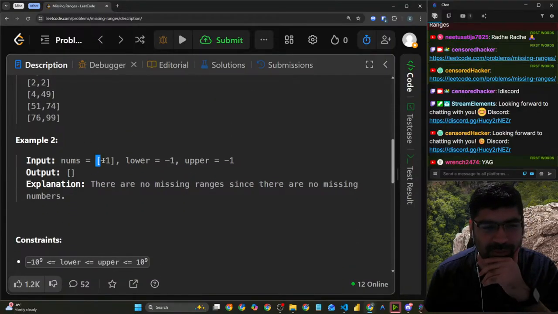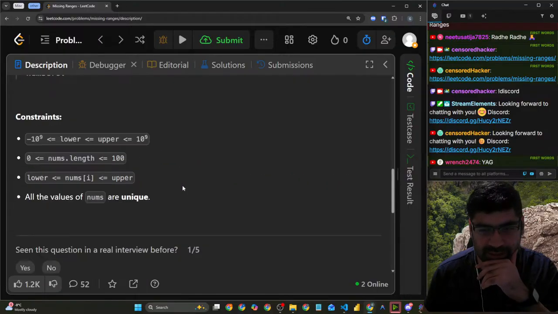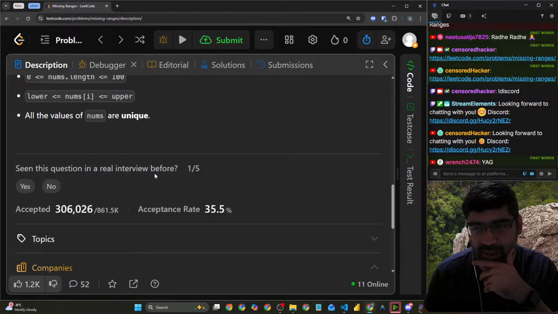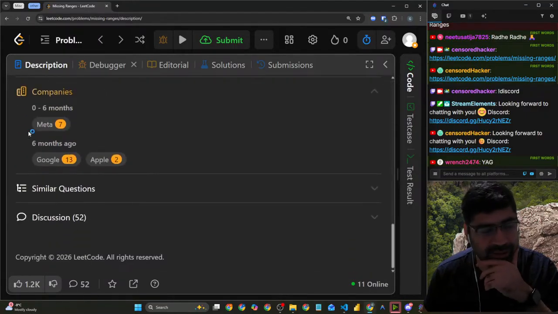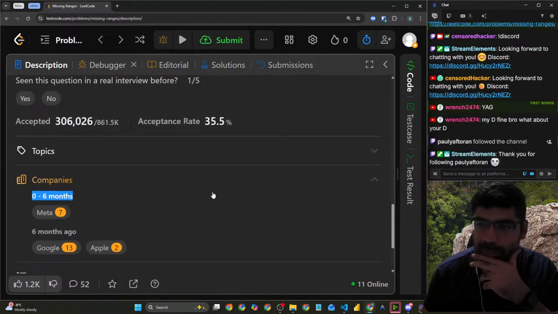Then we have nums equal to empty, lower -1, upper -1. There are no missing ranges since there is no missing. Yo, this is a good problem though, boss. As I was saying, this has been asked in Meta 7 times, Google 13 times, and Apple 2 times, across 6 months ago, 6 to 12 months, and 0 to 6 months. So popular one.